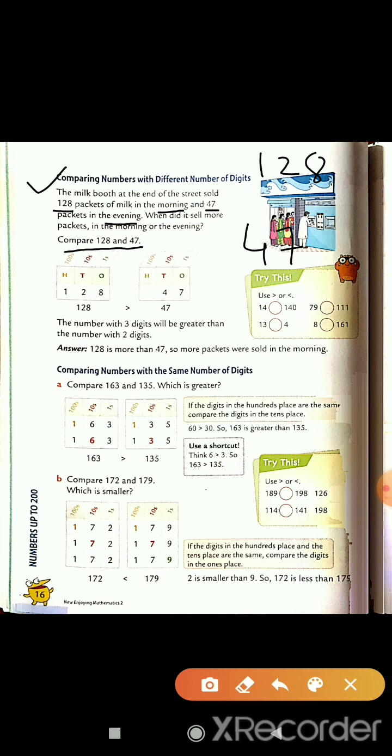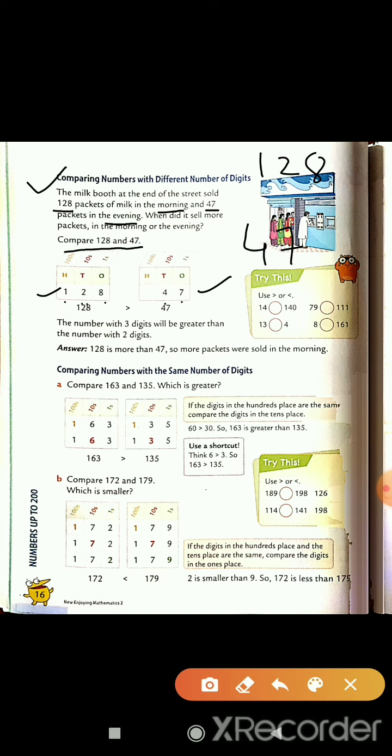So, in the number 128, at one's place 8 is there, at ten's place 2 is there, at hundred's place 1 is there. Whereas in 47, at one's place 7 is there, at ten's place 4 is there, and at hundred's place there is nothing. Now, always remember, the number which is having more digits will always be greater than the number which is having less digits.